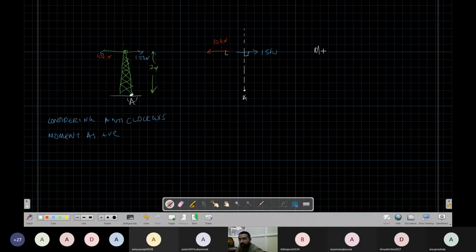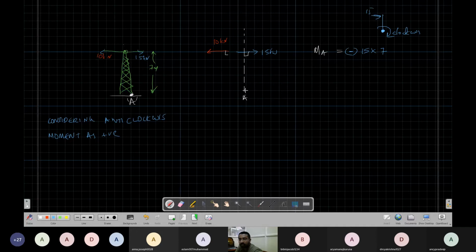Now what is the moment? The moment at A will be equal to, because of the 15 kilonewton force, 15 into, imagine that there is a rod here. You are holding this point and 15 is acting like this. So this is producing a moment in this direction, which is clockwise. So I write negative because I am considering anti-clockwise as positive. So minus of 15 into this distance, 7. 15 times 7.